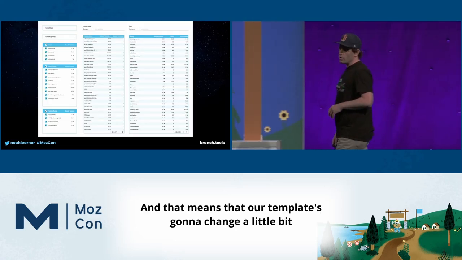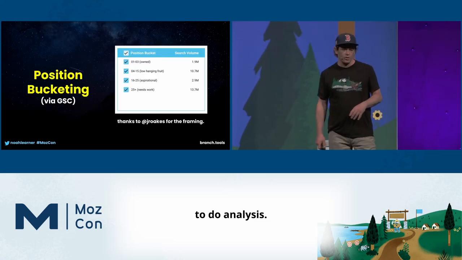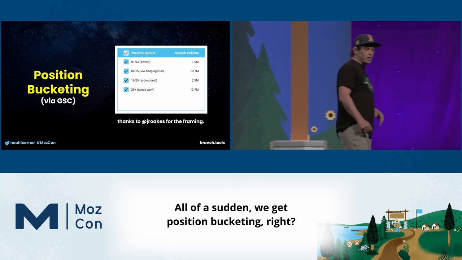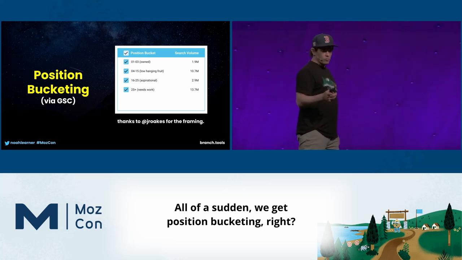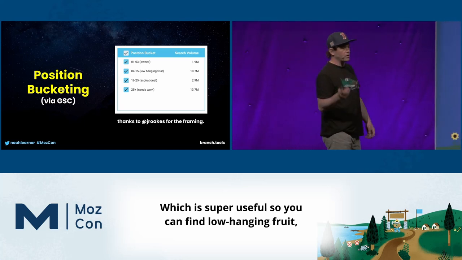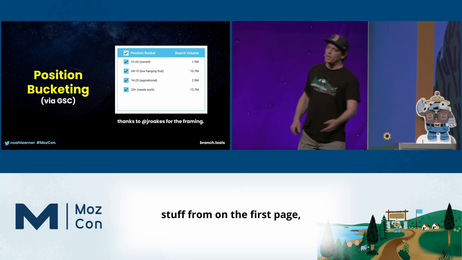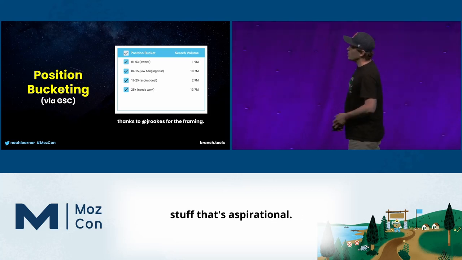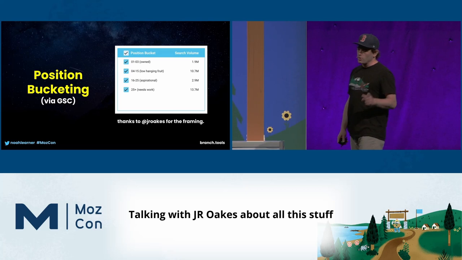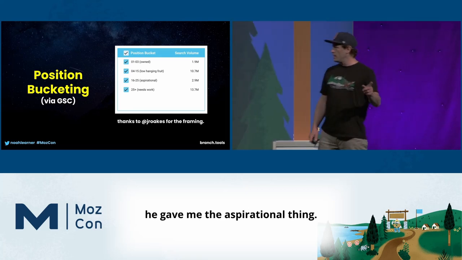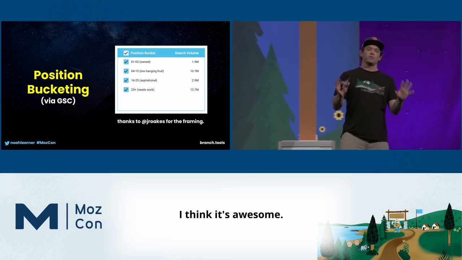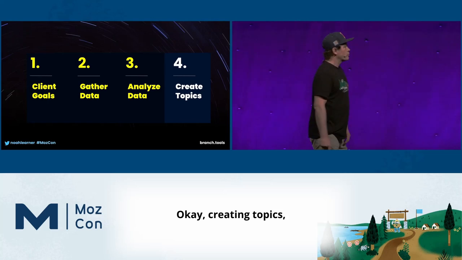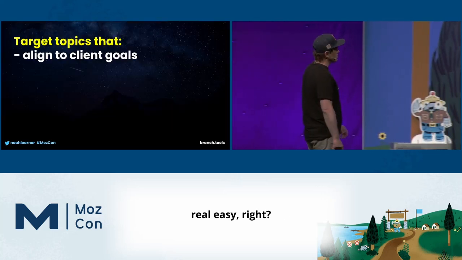And that means that our template's going to change a little bit to do analysis. All of a sudden, we get position bucketing, right? Which is super useful. So you can find low-hanging fruit, stuff I'm on the first page, stuff that's aspirational. Talking with J.R. Oakes about all this stuff that I was building, he gave me the aspirational thing. I think it's awesome. Okay, creating topics, real easy, right?